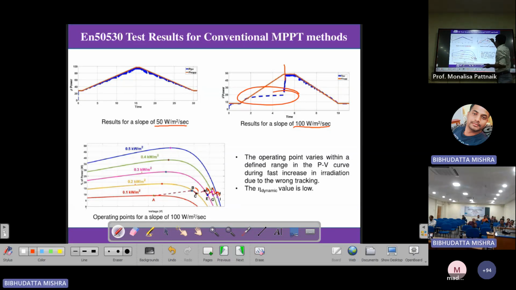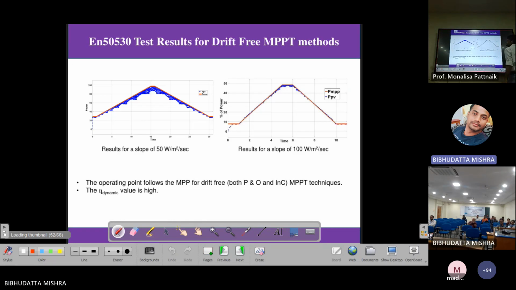And after that, if you make it constant, then obviously it will track, because as I told you, it will only take the wrong decision the very first time. So if you want to test your algorithm with this EN 50530 with a fast slope, you will get this kind of result. It will get stuck to this region only. But this is for drift free. You see, it is continuously tracking.